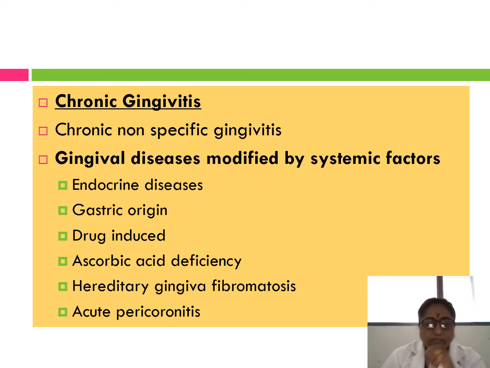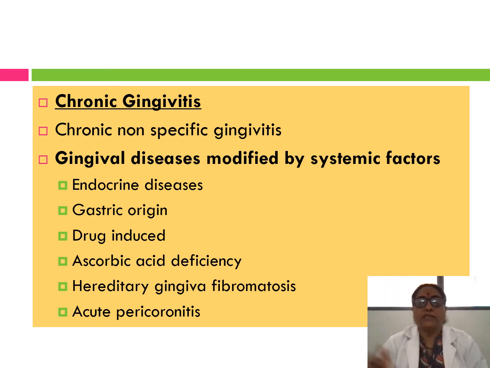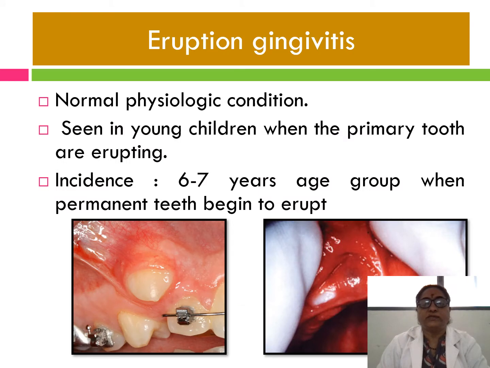there are the chronic non-specific gingival diseases. Chronic diseases are modified by systemic factors like endocrinal diseases and diseases of gastric origin. If you have GI disturbances, then gingival diseases are also seen. Then we have drug-induced gingival diseases and ascorbic acid deficiency gingival diseases. Next, we have hereditary gingival fibromatosis, and acute pericoronitis is also one of the reasons for gingival disease to occur.